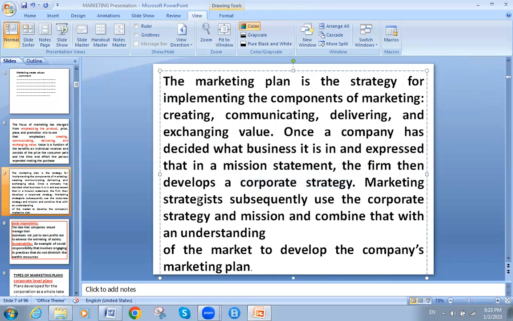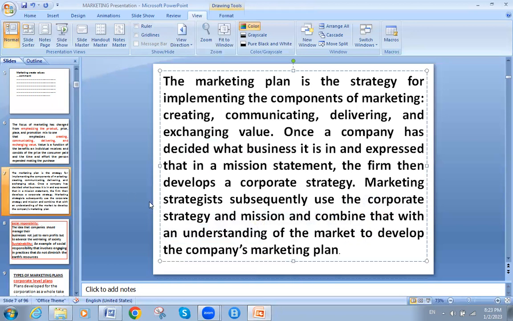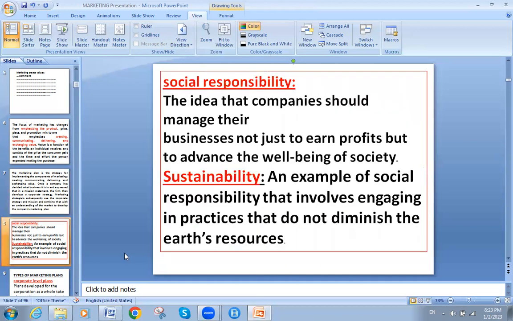Marketing strategists subsequently use the corporate strategy and mission and combine that with an understanding of the market to develop the company's marketing plan. Okay, I don't see anything here now. There are two considerations we have to put in place when we plan for our marketing strategy. When we formulate our strategy, based on the plan, we have to keep these two points in concern.